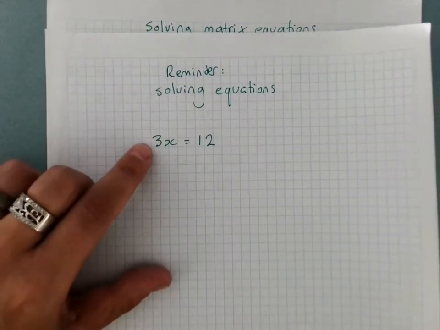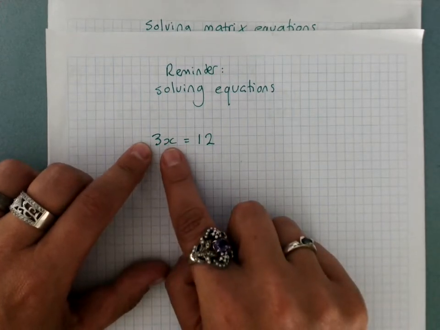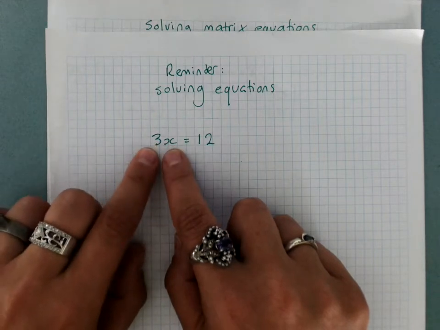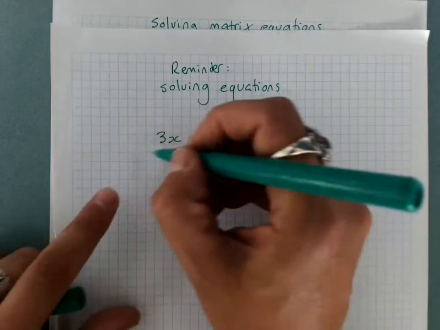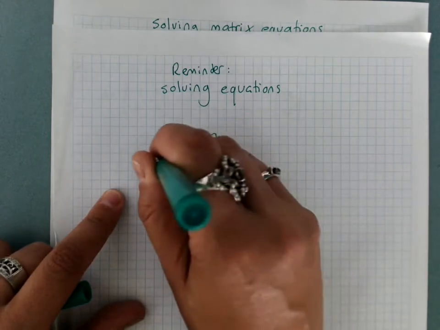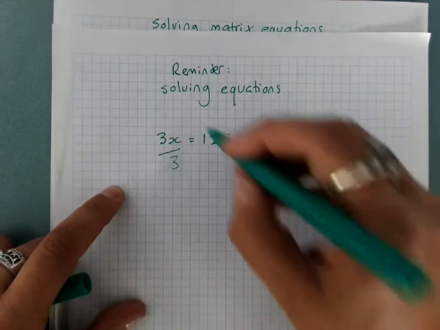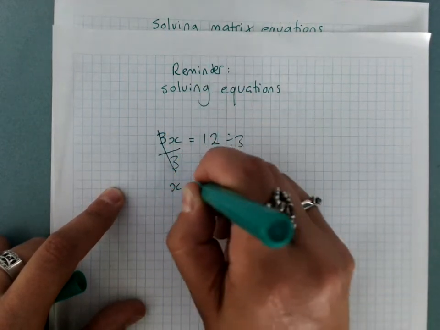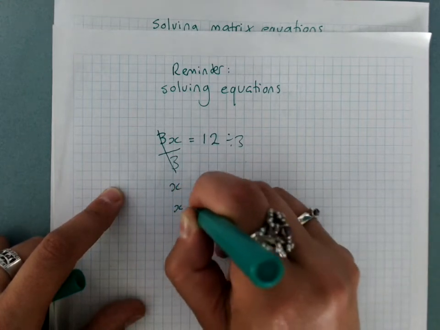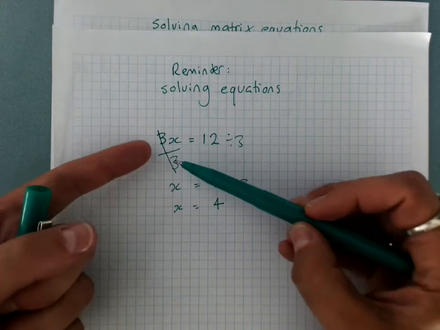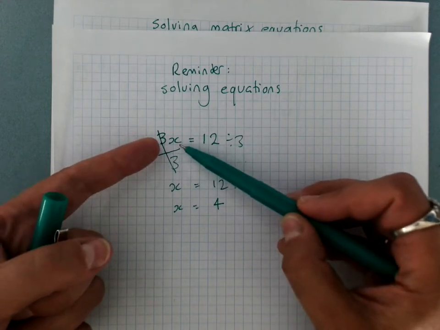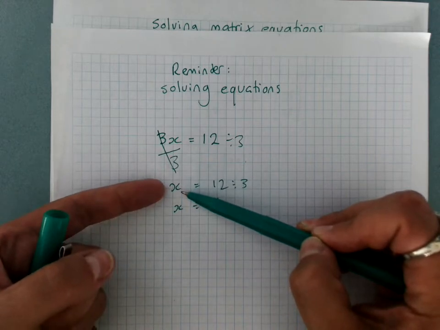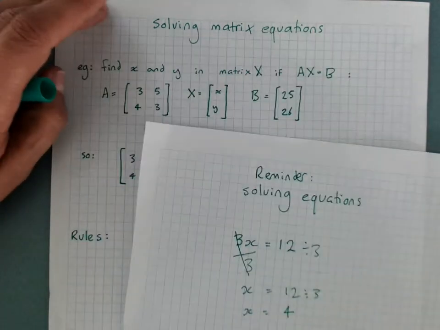Remember, if you're solving equations, you've got to look at your unknown and get it on its own by doing the opposite of what was done to it. X times 3 is 12. I needed to divide by 3 on both sides, because times 3 divided by 3 cancels out, leaving me with x is 12 divided by 3, x is 4. I need to do the opposite of whatever was done to x on both sides to cancel out on the unknown side, to leave the unknown on its own, and get the answer on the other side.